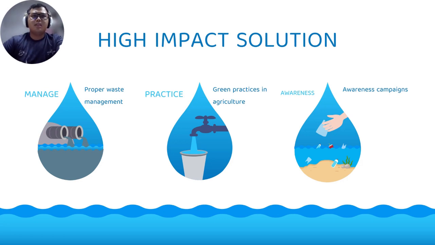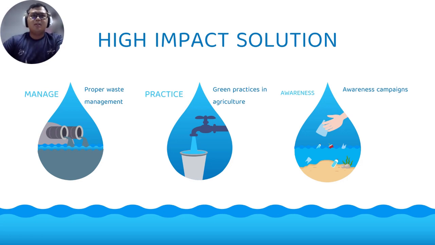The second solution is green practices in agriculture. Using organic fertilizer, crop rotations, and other green practices can reduce water pollution from agricultural activities. This can significantly reduce the amount of pesticides and fertilizer that run off into the water bodies and pollute them.